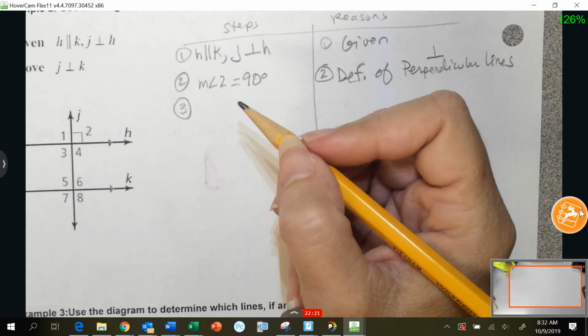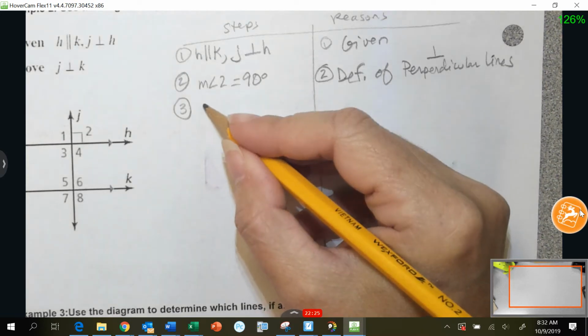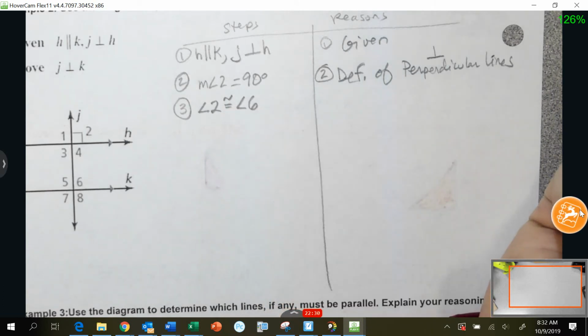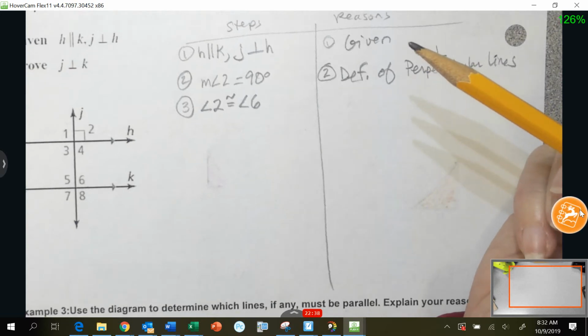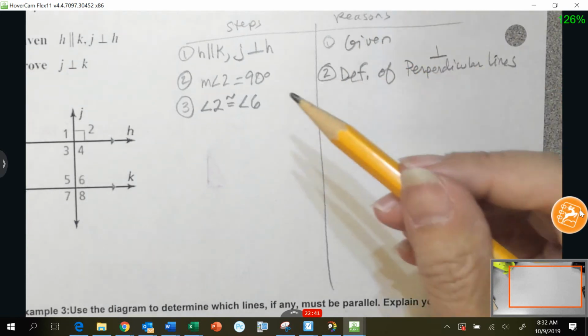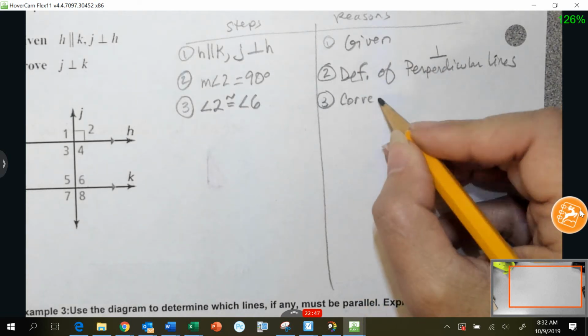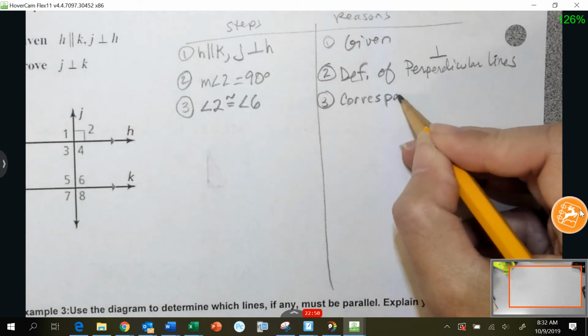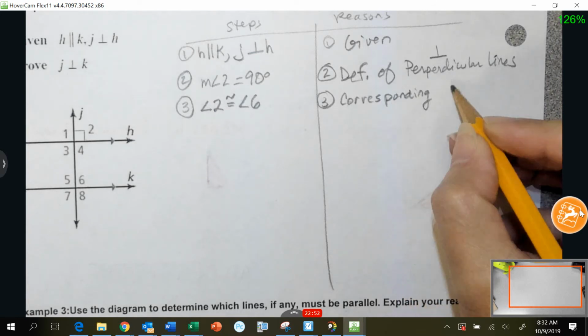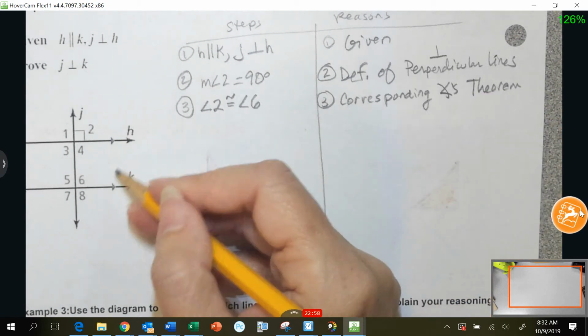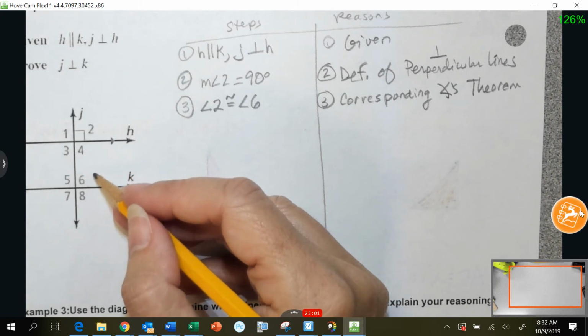So now I'm going to say what Maggie and Alex were both saying. Angle 2 is congruent to angle 6. But that's not the only one I could have shown congruent. Let me talk about that in a second. Let's write that down. What's the reason? Not definition. The corresponding angles theorem. Because we know the lines are parallel, so we can say the corresponding angles are congruent. That's the corresponding angles theorem.